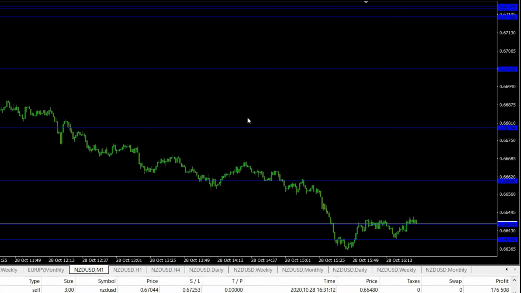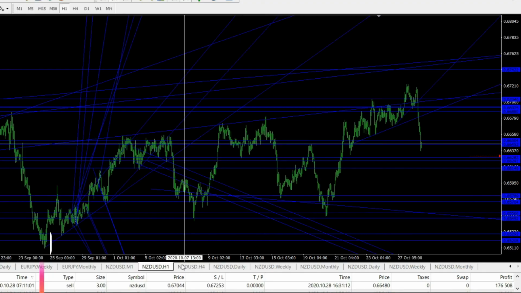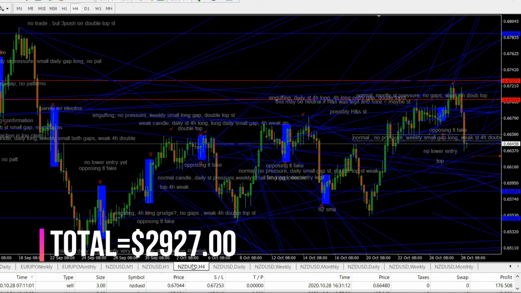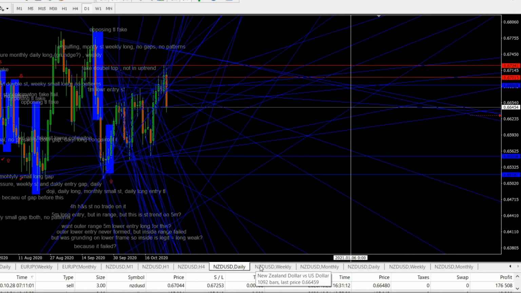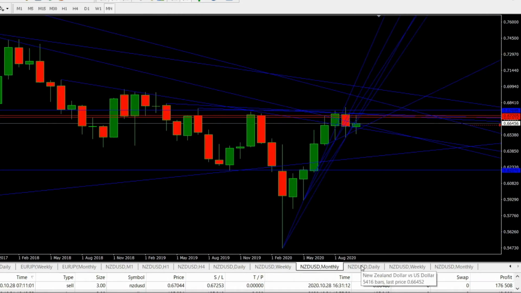The 3-lot position was a profit of $1,765, and the 2-lot position was a profit of $1,162, for a total profit of $2,927. Keep in mind, the profit is shown in Japanese yen, but I explained it in dollar terms.